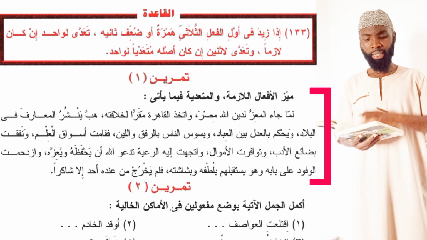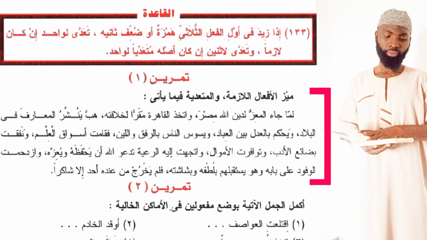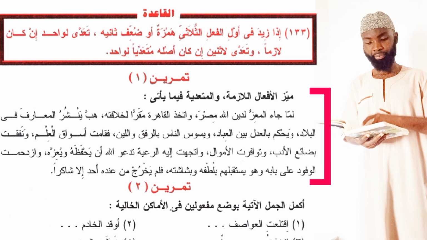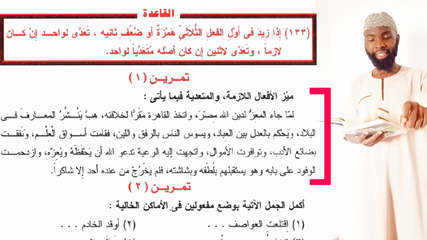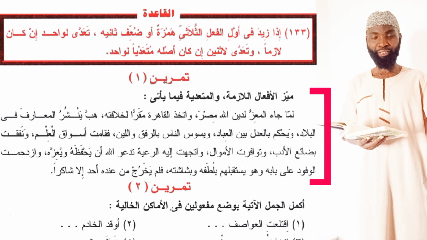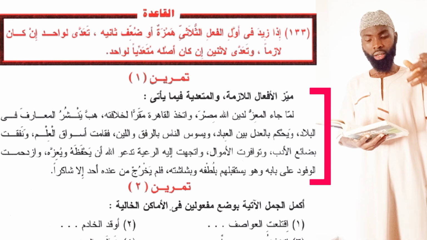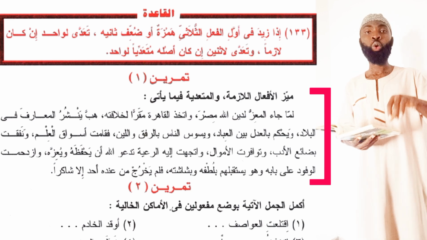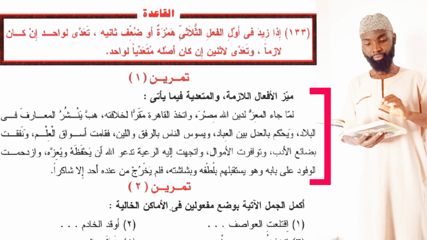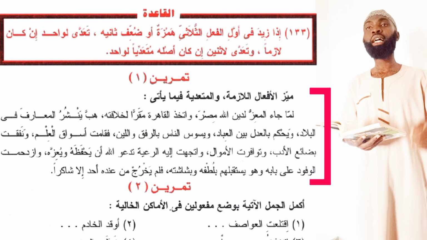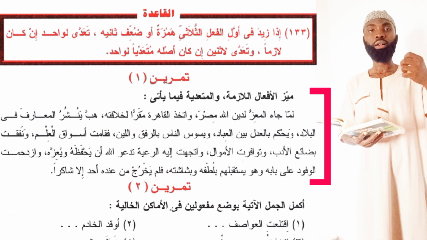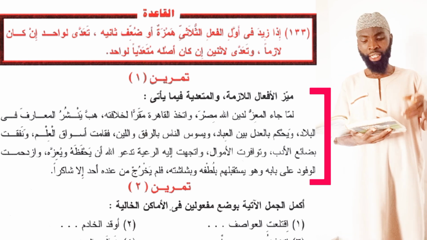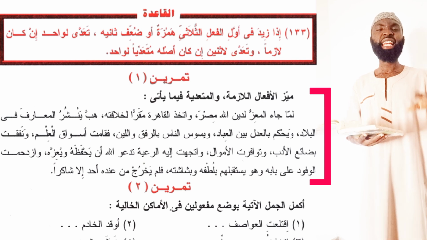He says لما جاء المعز لدين الله مصر. When Al-Mu'izz li-Din Allah came to Egypt, the word جاء there is already an intransitive verb, a very lazim. واتخذ القاهرة مقرا لخلافته, and he took Cairo as the seat of his power. You can see the word اتخذ القاهرة. So اتخذ here is what? فعل متعد.